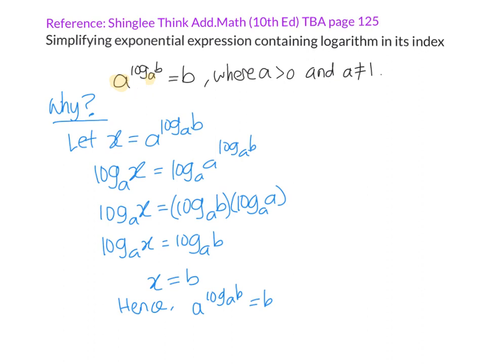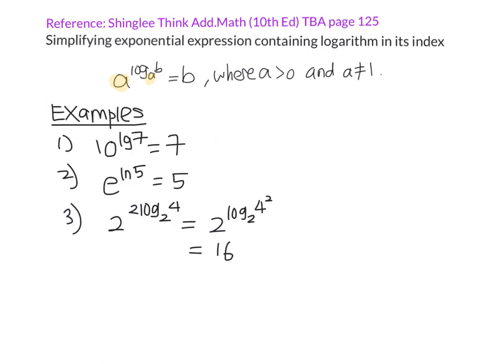Why is that so? You can consider letting x equal the exponential expression, then apply log of base a to both sides of the equation. We can apply the power law to bring down the power of log b base a to the front of the logarithm. Since log a base a is equal to 1, the right hand side of the equation is just log b base a. Then by the equality of logarithms, x is equal to b, hence the exponential expression can be simplified to just b.